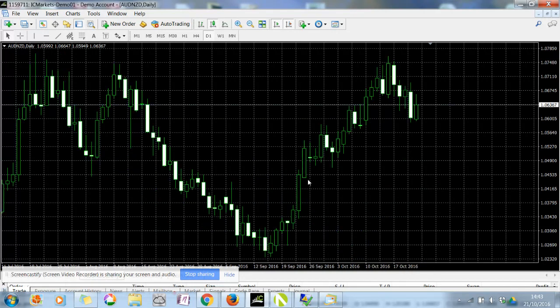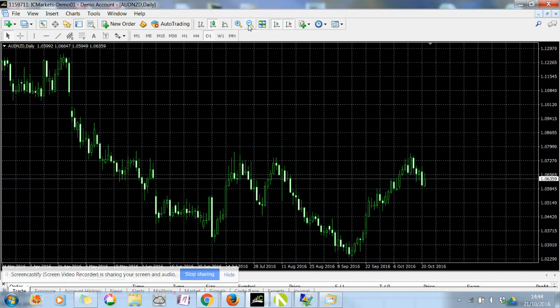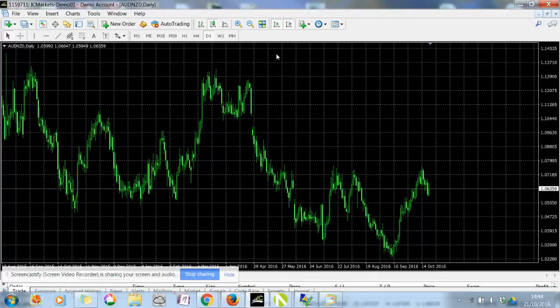You can look up candlestick on YouTube or Wikipedia, or Investopedia. Sorry, Investopedia will tell you all the things to do with Forex. So candlesticks, it'll explain candlesticks. So Investopedia.